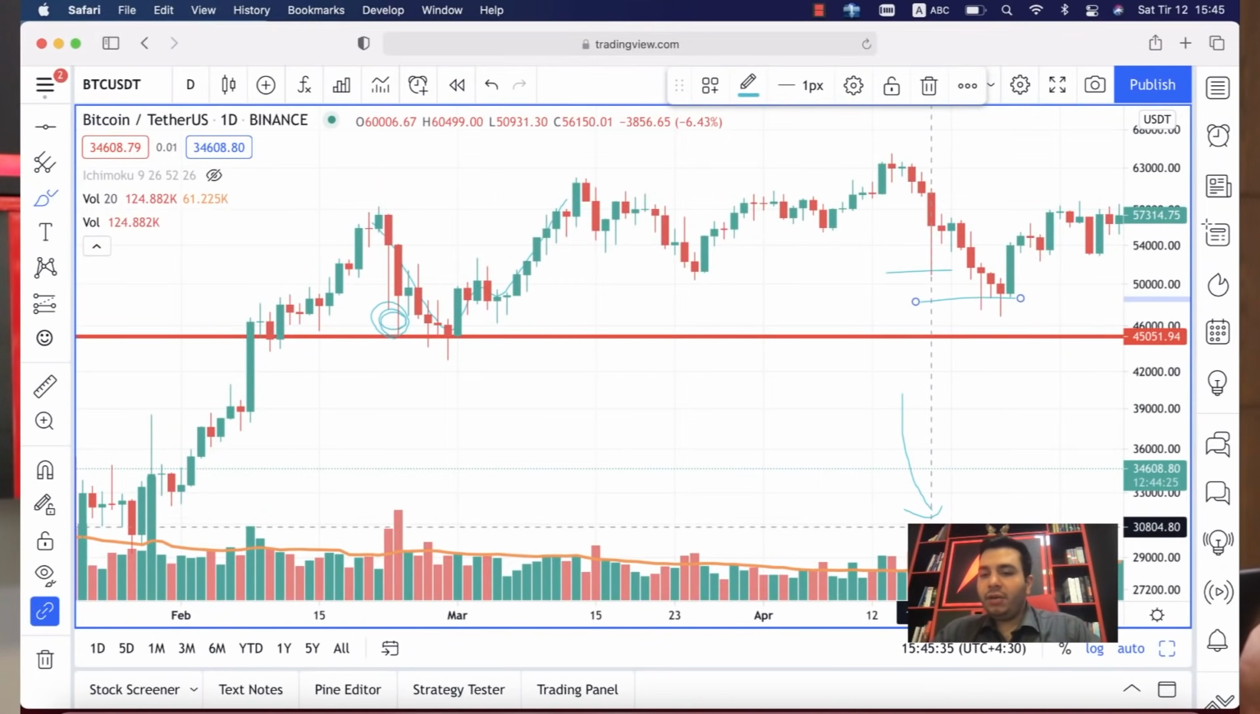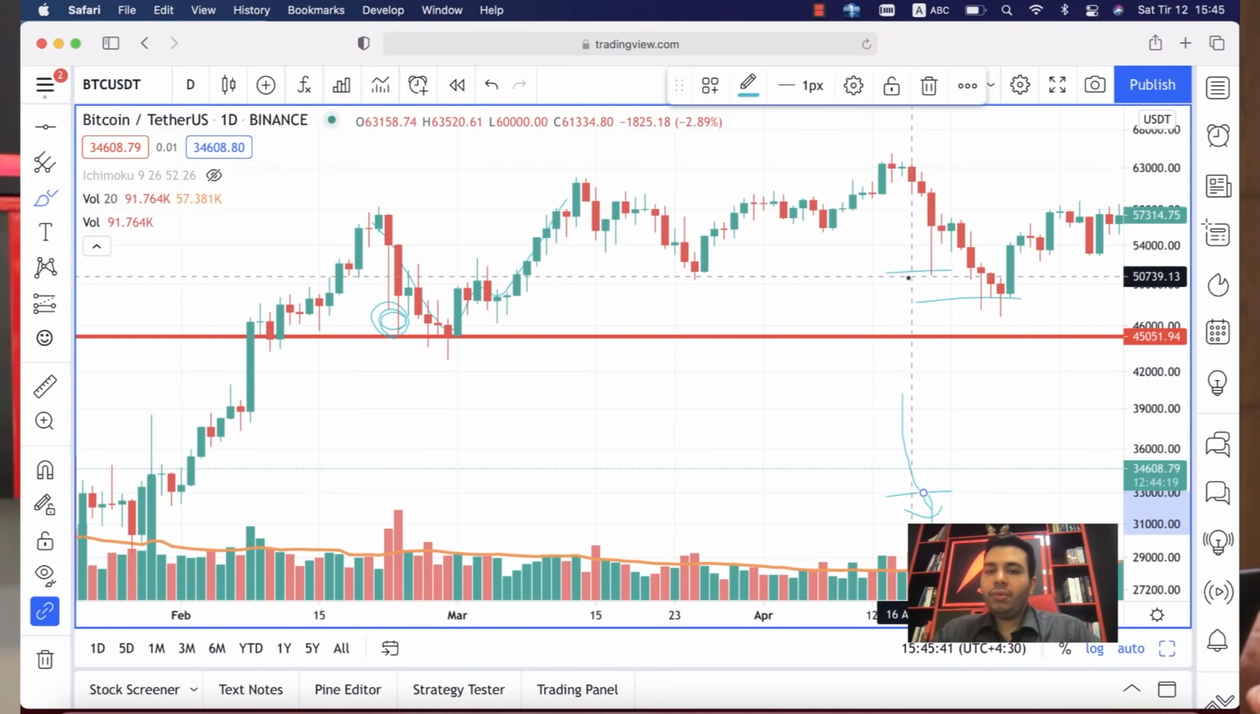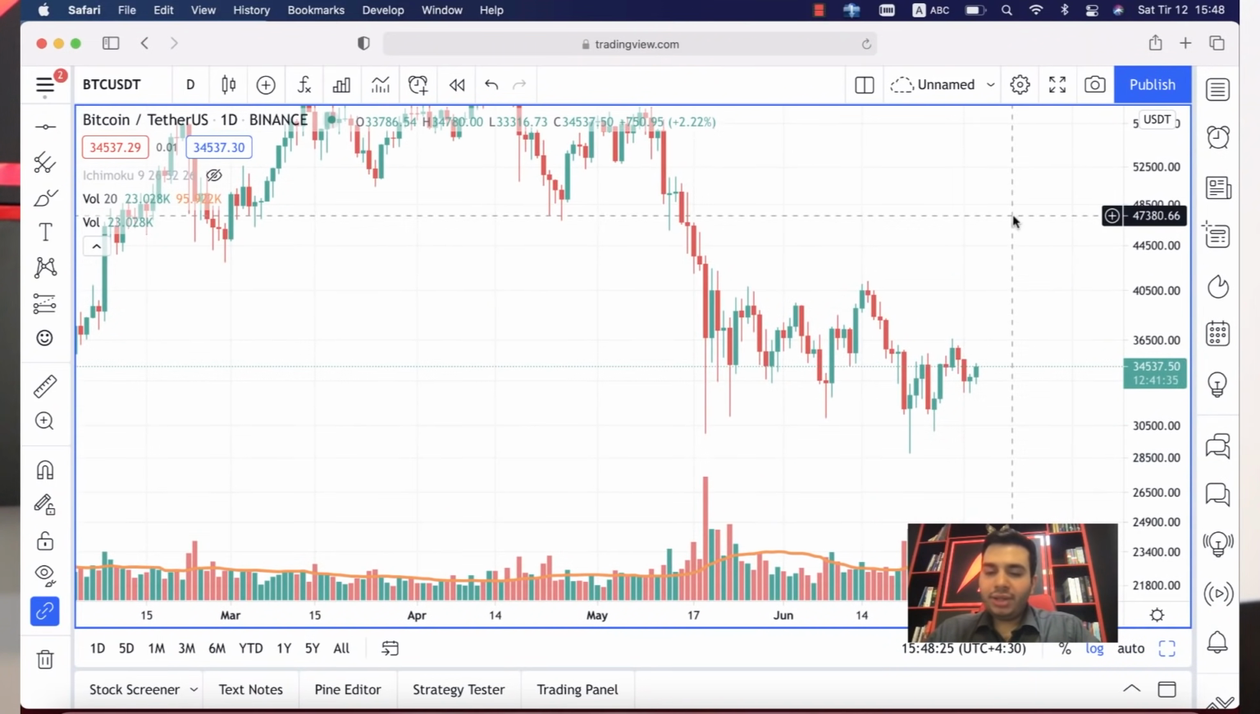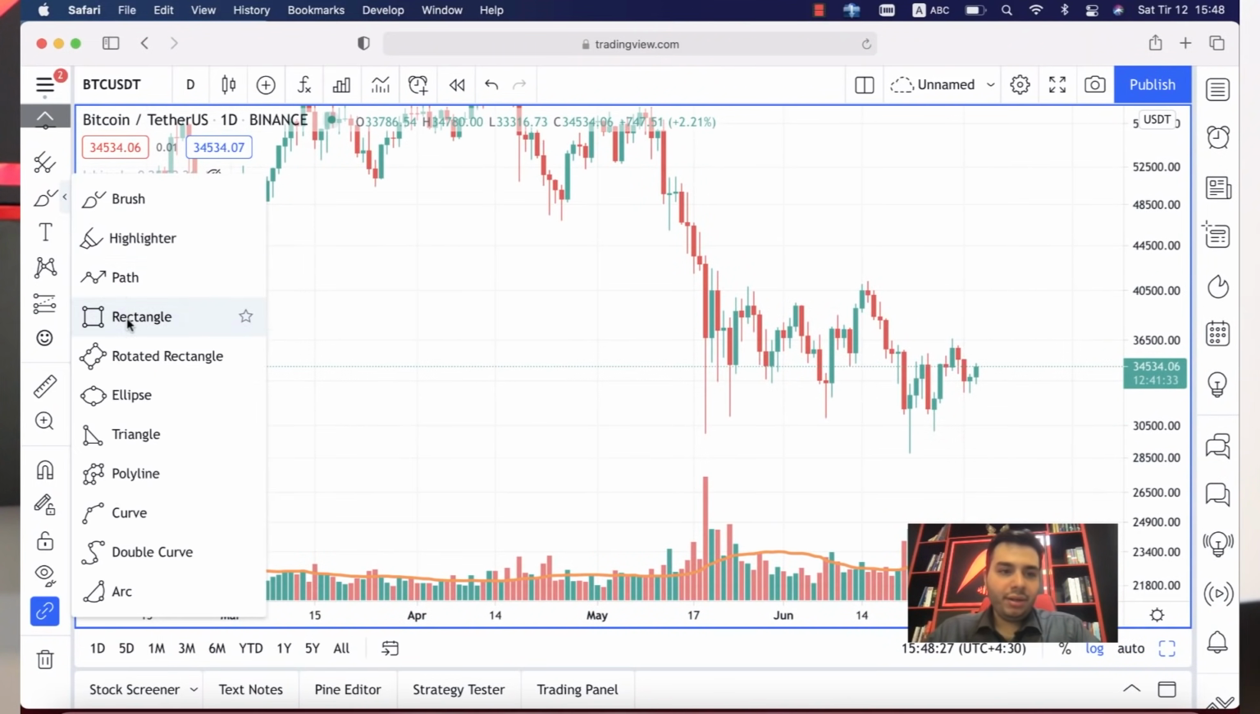But if we had a big volume, for example, the volume histogram was here, we could expect the low to occur somewhere around this area, okay? So whenever you see big shadows with big volume, this is a sign that we are near potential support or resistance, okay?